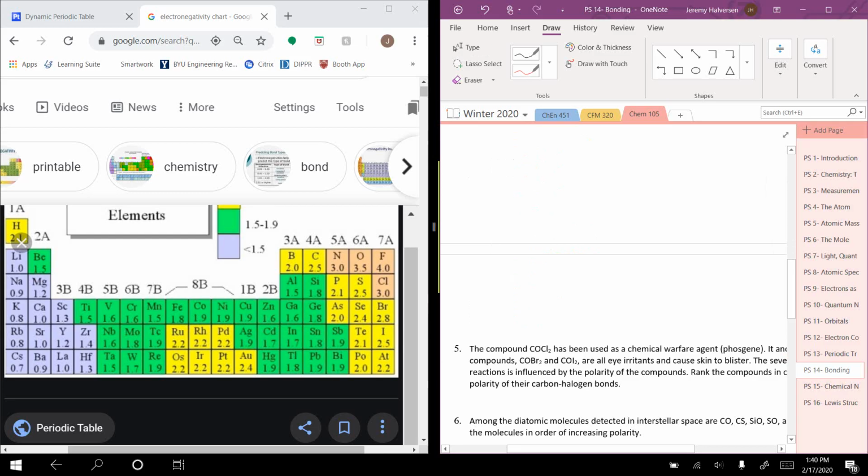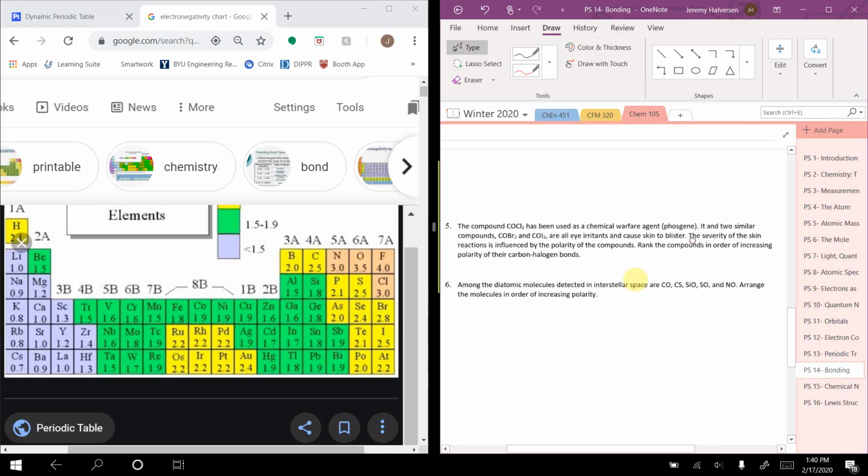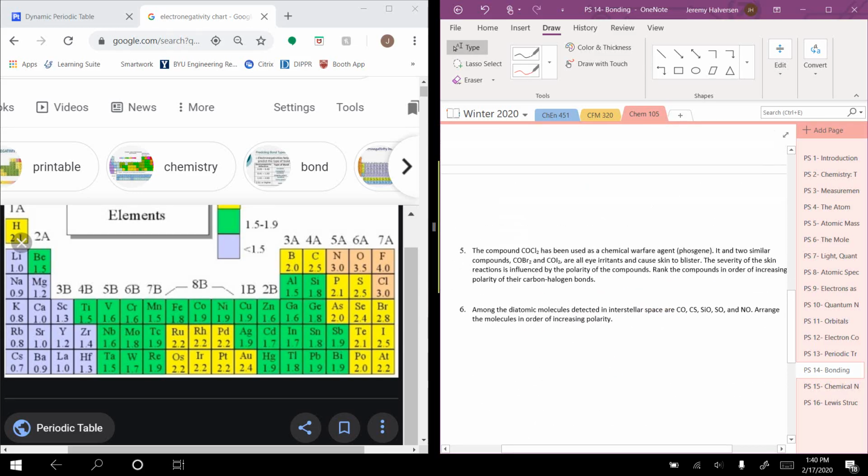Awesome, so I'm going to keep this up, I think, as we move on to the next questions. So, the compound COCl2 has been used as a chemical warfare agent called phosgene. It has two similar compounds, COBr2 and COI2. All are eye irritants and cause skin to blister. The severity of the skin reactions is influenced by the polarity of the compounds. Rate the compounds in order of increasing polarity of their carbon-halogen bonds.